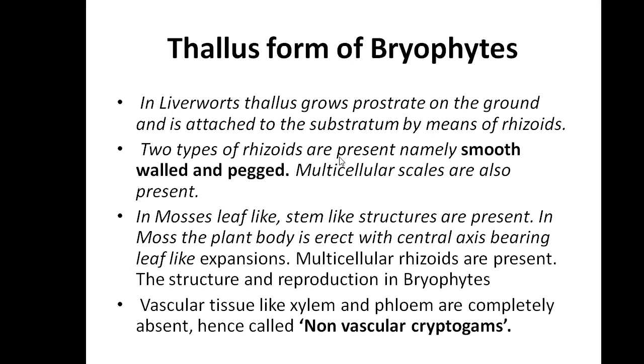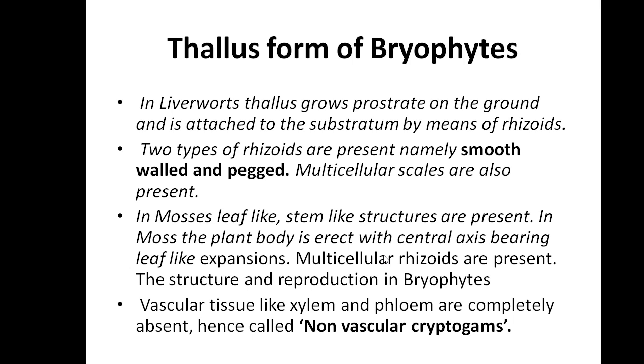Multicellular scales are also present. In mosses, leaf-like and stem-like structures are present. The moss plant body has an erect central axis, that is, it grows upward from the middle of the plant. There are leaf-like expansions. So it is also multicellular, and rhizoids are present.